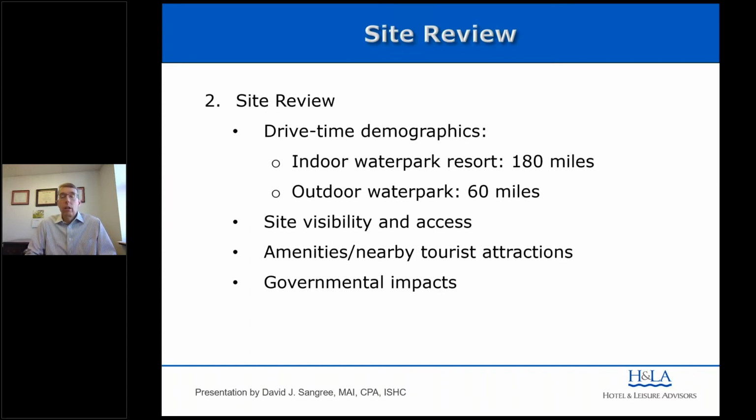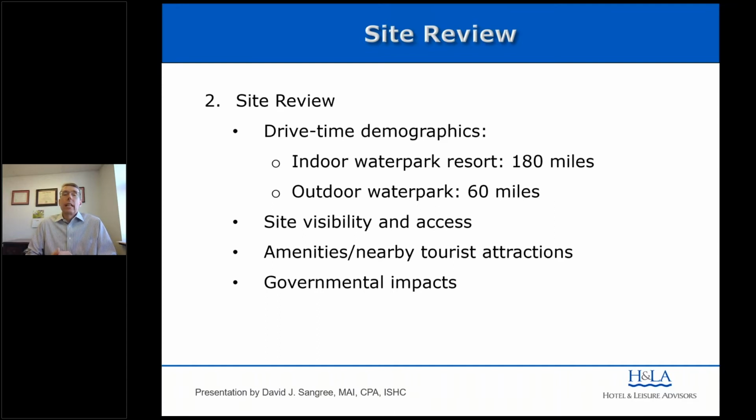For an outdoor water park, we will look at within a 1-hour drive, because most people going to a standalone outdoor water park are not staying overnight because there's no hotel right there. Now, they may be staying at some nearby hotels. But we'll look most heavily at people within a 1-hour drive, and then separately consider guests staying at area hotels.